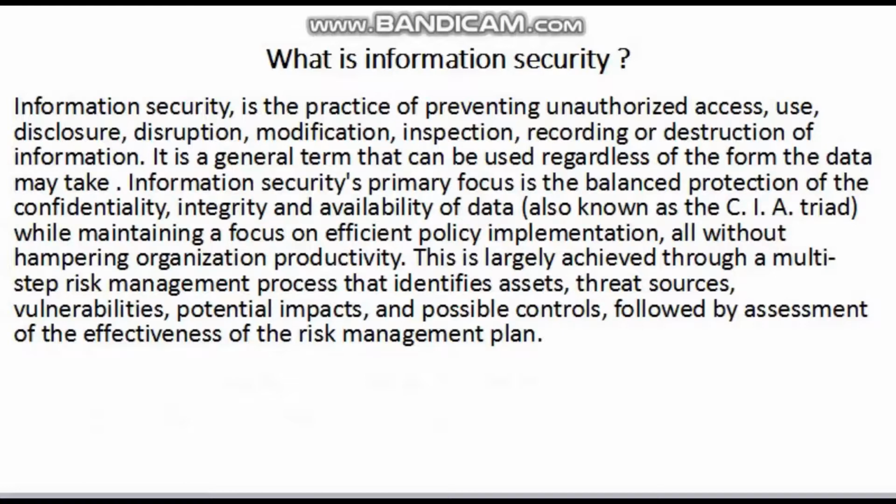This is largely achieved through a multi-step risk management process that identifies assets, threat resources, vulnerabilities, potential impacts, and possible controls, followed by the assessment of the effectiveness of the risk management plan. Well, that was quite a heavy definition. If you did not understand it, please do not worry. I shall explain it in layman's terms.